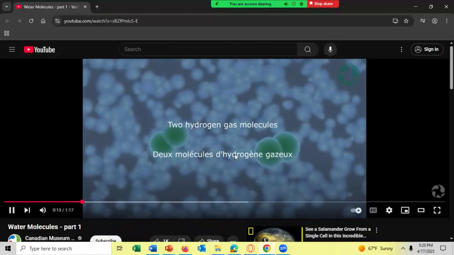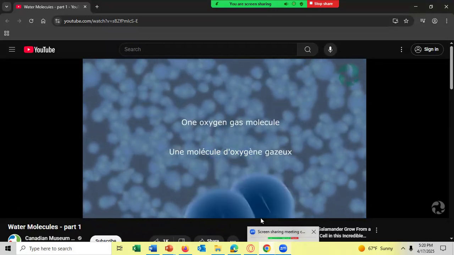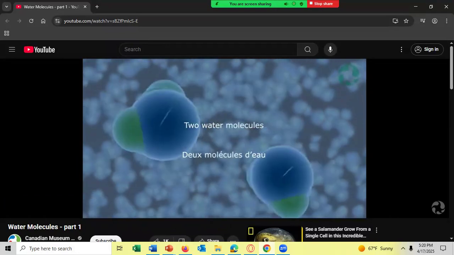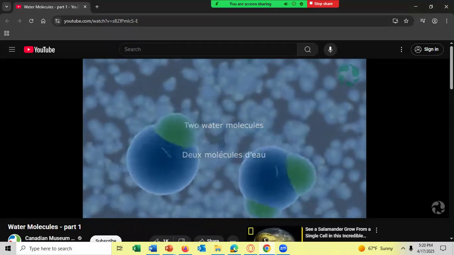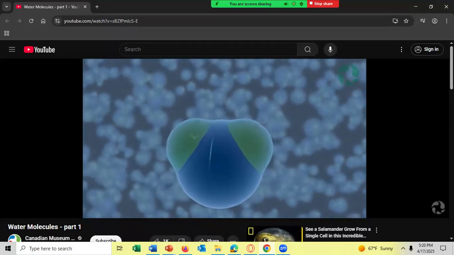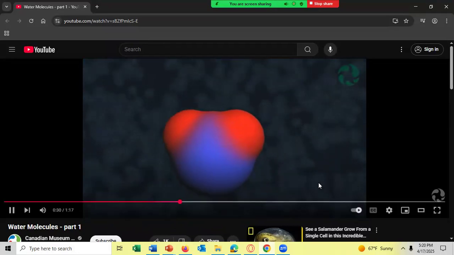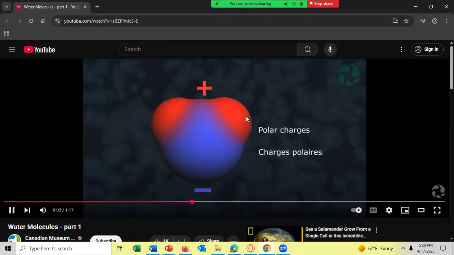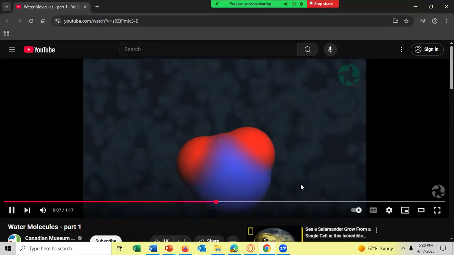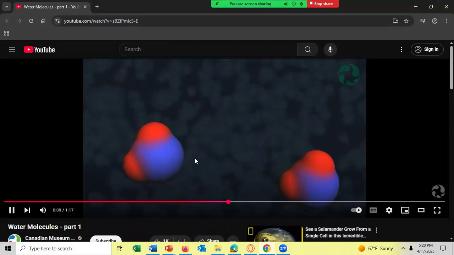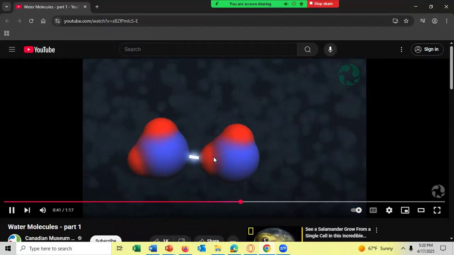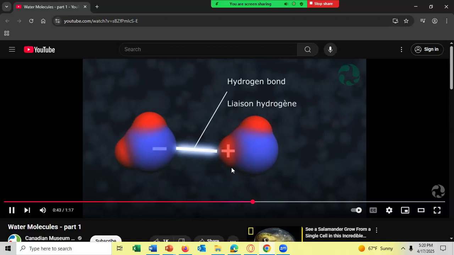So that's two hydrogen gas molecules. That's an oxygen gas molecule. This is water, two water molecules. The hydrogen has a partial positive charge, both of them. The oxygen, a partial negative charge. And that forms the hydrogen bond between them.